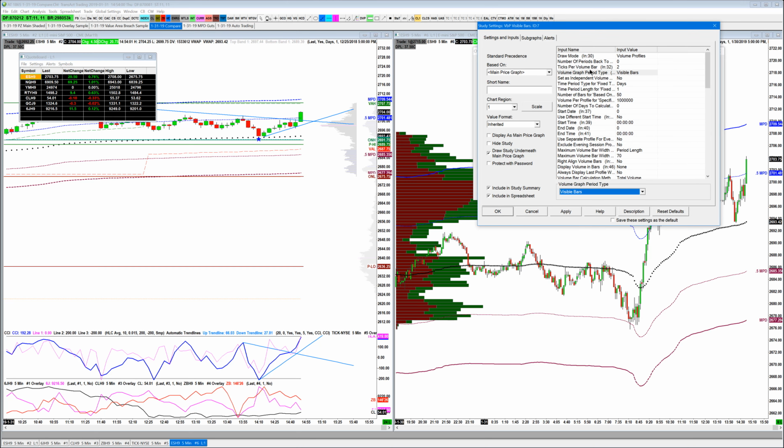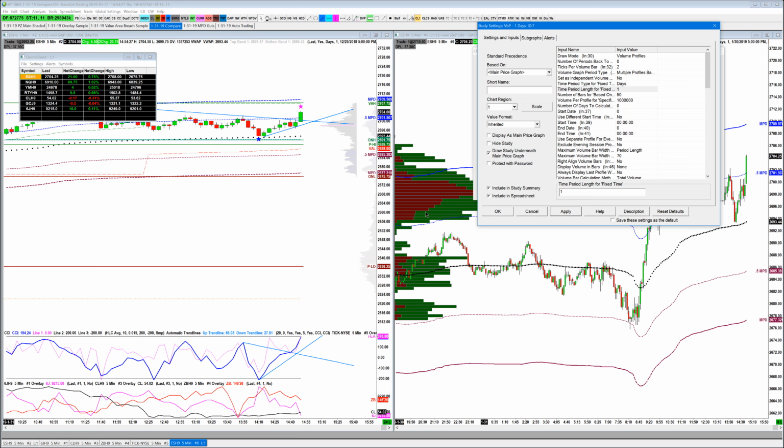The most obvious one is the visible bars graph period type. We don't want to build the profile based on how many bars we see. We want to build the profile based on a fixed unit of time, which in this case is going to be a day. So I'm going to change this to multiple profiles based on fixed time. And then that is now looking at this field, days, and the number of days here, which defaults to 1. So I just push apply, and you see the profile is now adjusted.